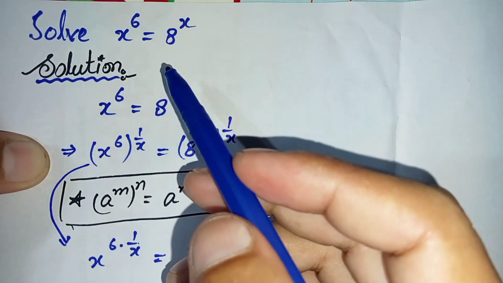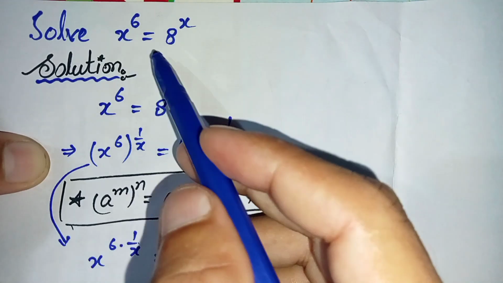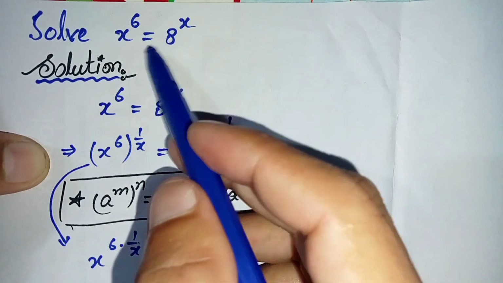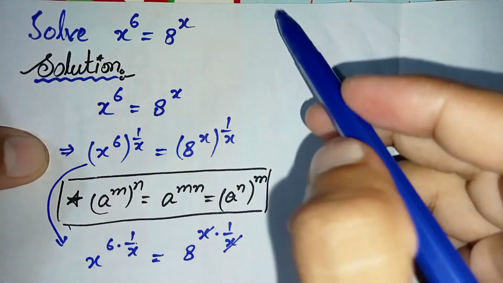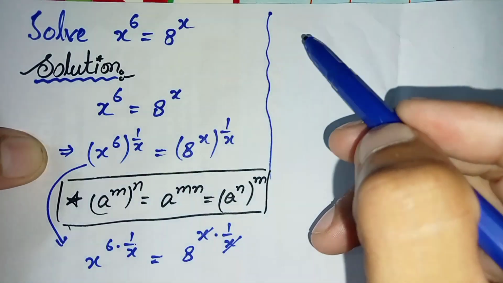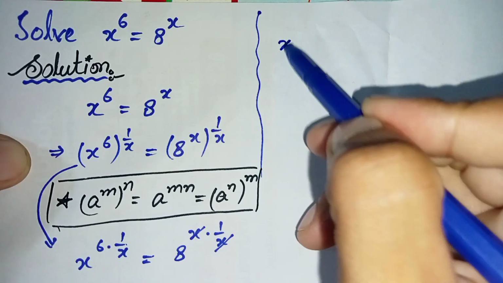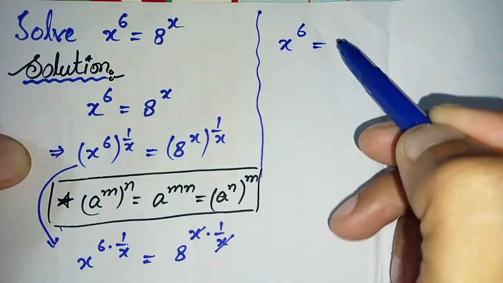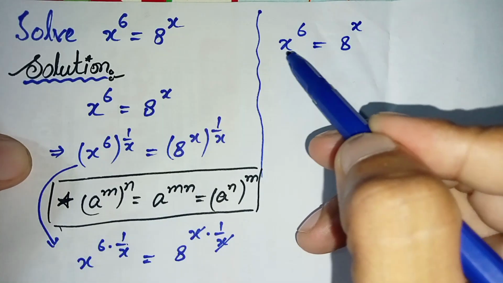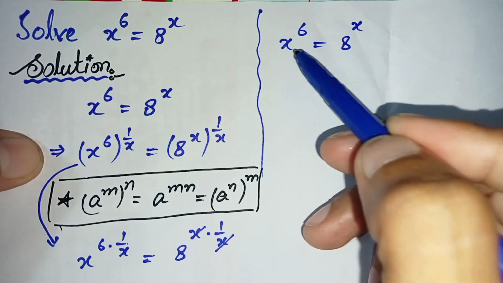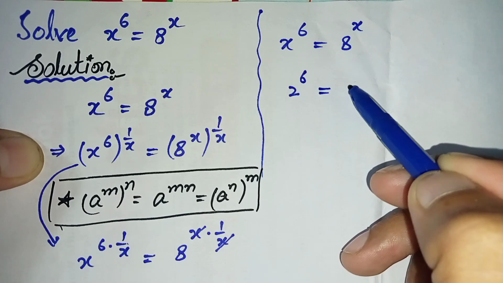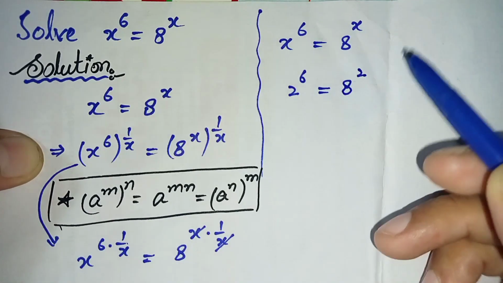Now we will check whether x is equal to 2 is the correct and exact root of this exponential equation or not. So we will substitute the value of x in this equation. So for that, we will do the further steps here. So first we will write the equation again, that is x raised to power 6 is equal to 8 raised to power x. Now here we will replace x with its value, that is 2. So it will become 2 raised to power 6 is equal to 8 raised to power 2.